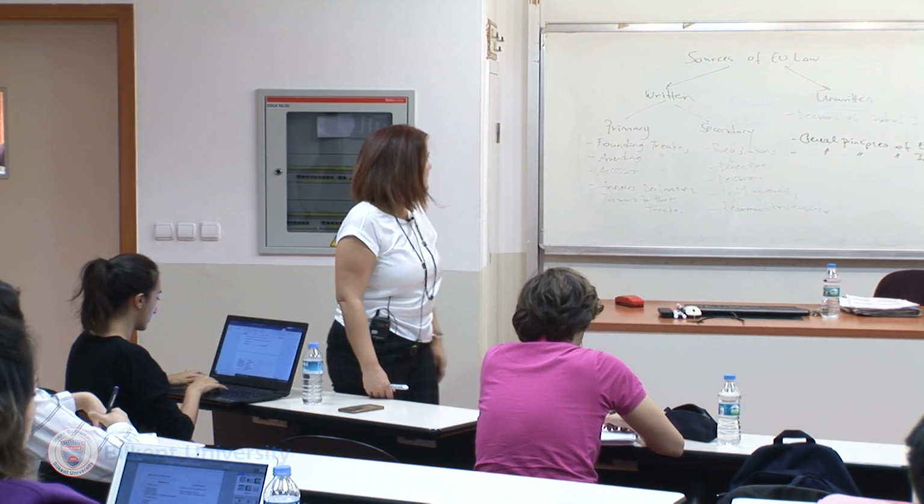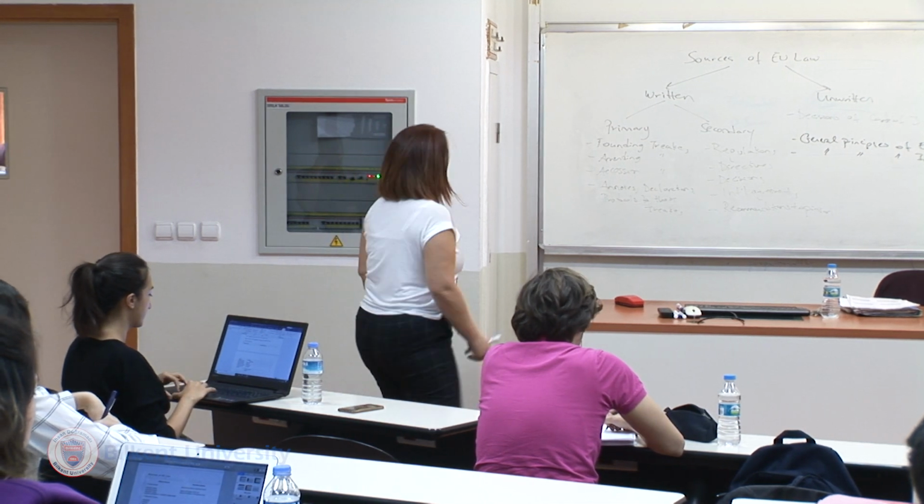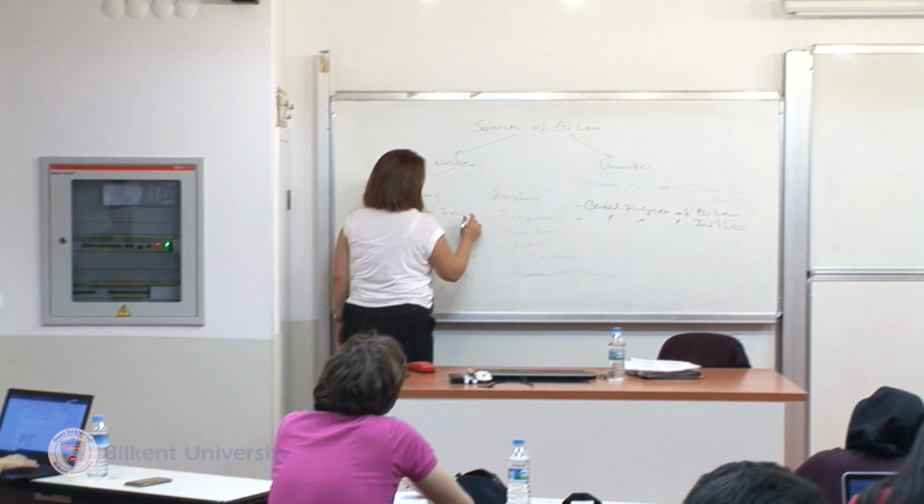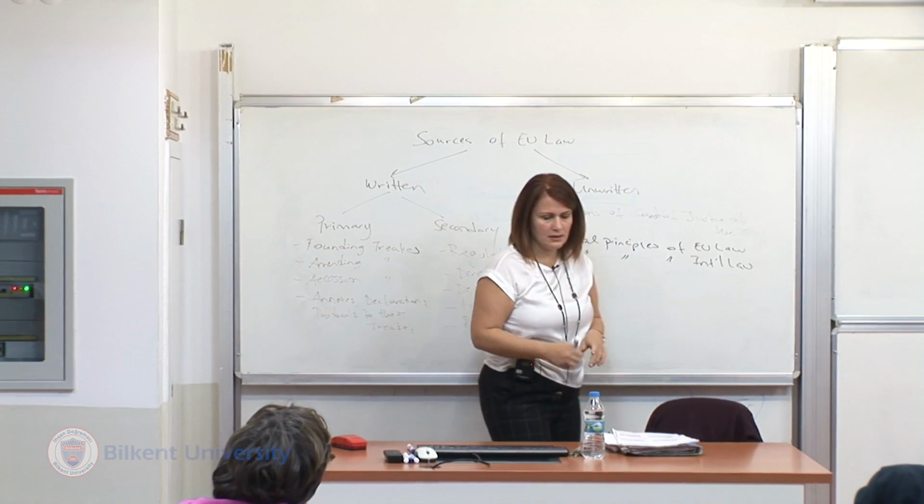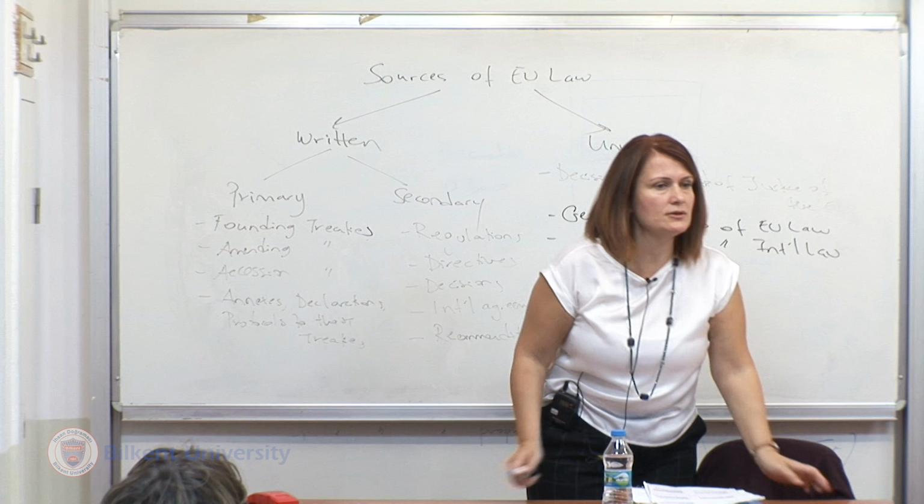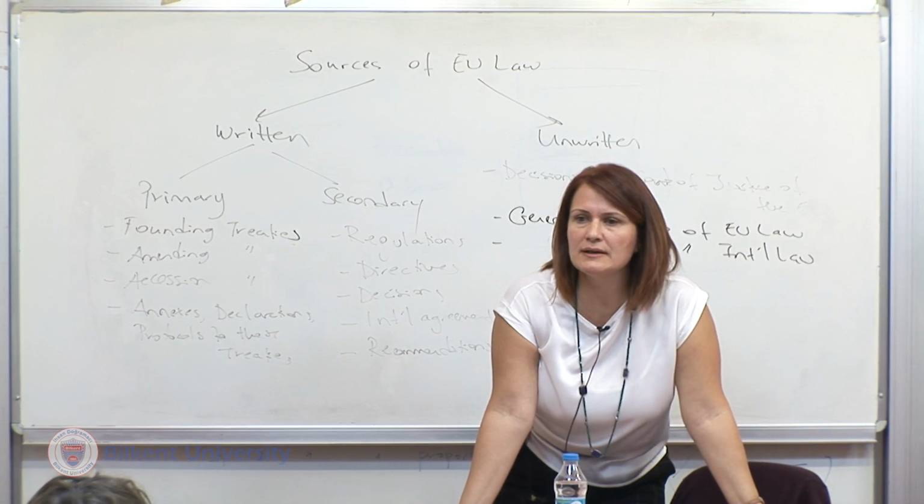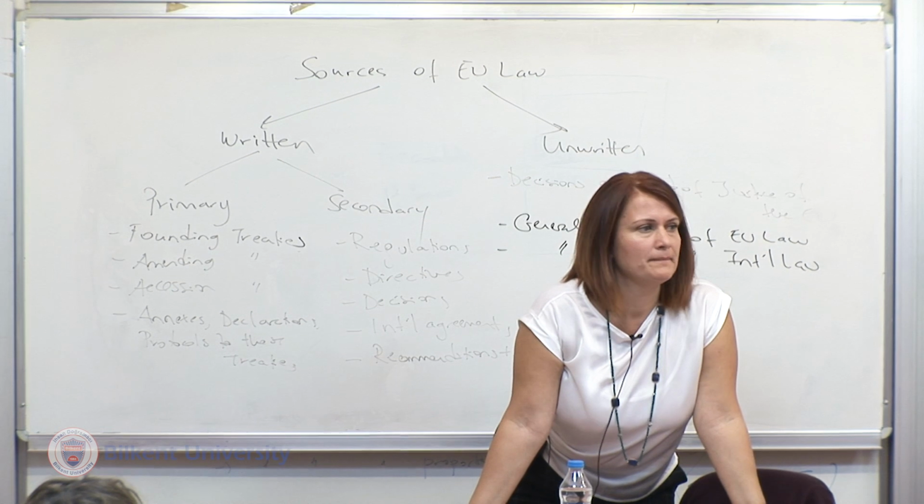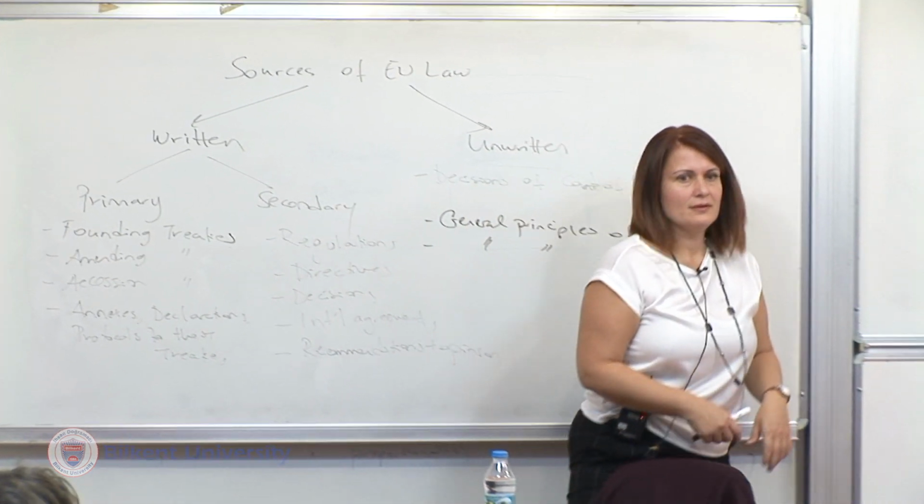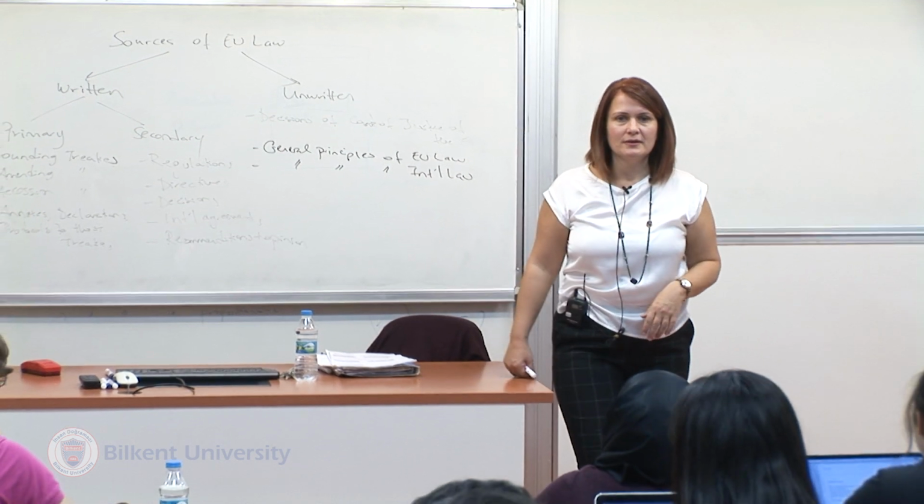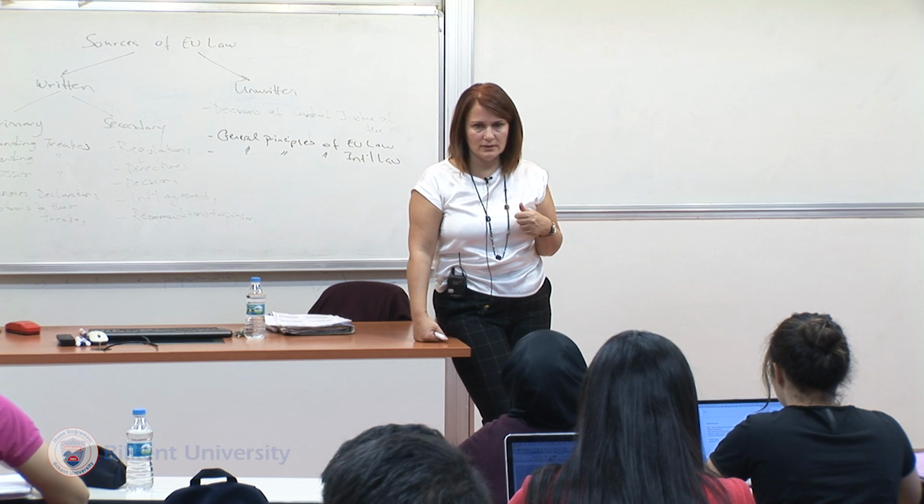The first one is the Founding Treaties. What are the founding treaties of the European Union, the original treaties that established the European Union? One, Paris; two, Rome treaties establishing the European Coal and Steel Community, the Euratom, and the EEC. Then the Treaty on the European Union, coming from the Maastricht Treaty. These were the original treaties that have established today's European Union.